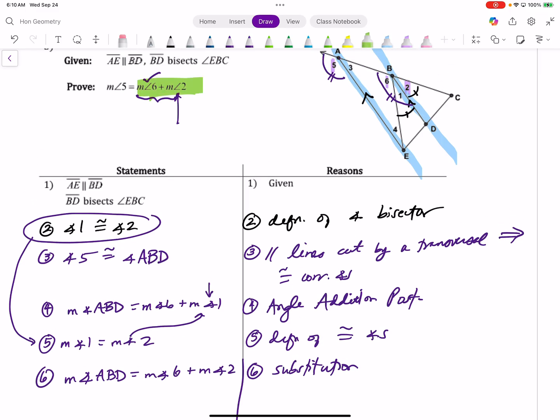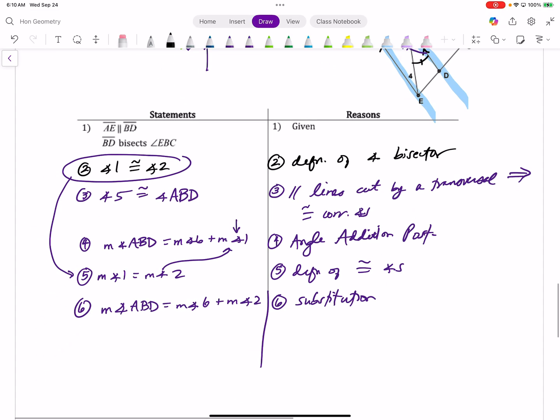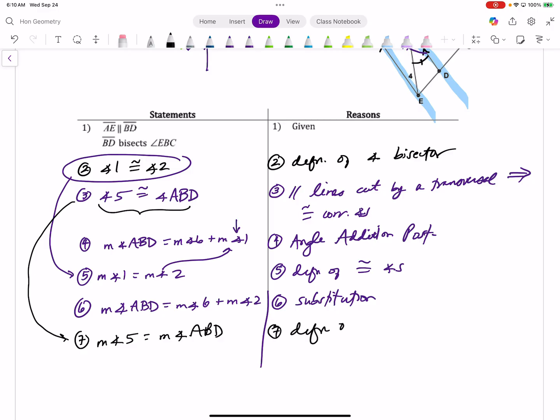And I've got to make it be congruent to angle 5. But back here on step 3, I said that angle 5 and angle ABD were congruent. So I can say that the measure of angle 5 is equal to the measure of angle ABD, because again, that's the definition of congruent angles. And if I say that, then I can plug a measure of angle 5 right there by doing another substitution. Ooh, I like that proof. That was kind of cool.